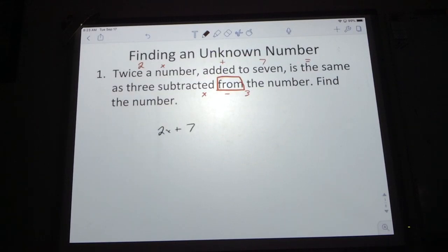2x plus 7 equals x minus 3. We solve that. We're going to undo the lower amount of x's. The lower amount of x's is the 1 on the right side. So we're going to undo 1x from both sides. So that is x plus 7 equals -3. Minus 7 from both sides. x equals -10.